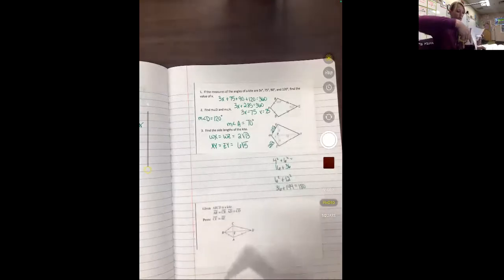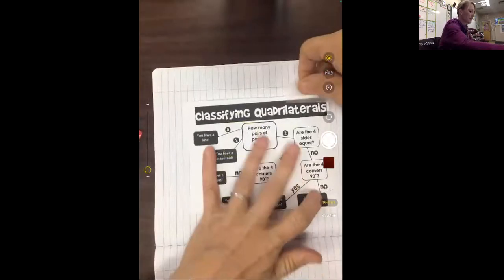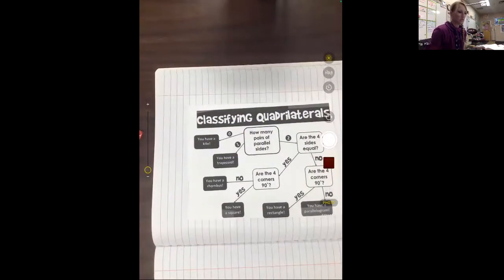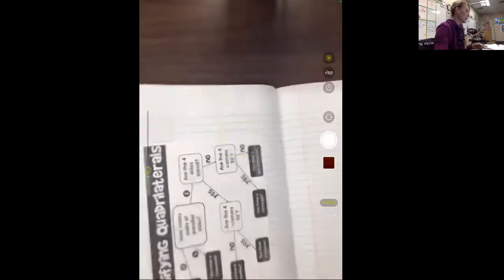Now, we always give the most specific name. So for example, if I have a square, I don't call it a rectangle because a rectangle is less specific than a square, because a square is not only a rectangle, but it's also a rhombus. If I have a rectangle, I don't call it a parallelogram. I call it a rectangle because it's more specific than a parallelogram. So this is just to help you go through and classify quadrilaterals.